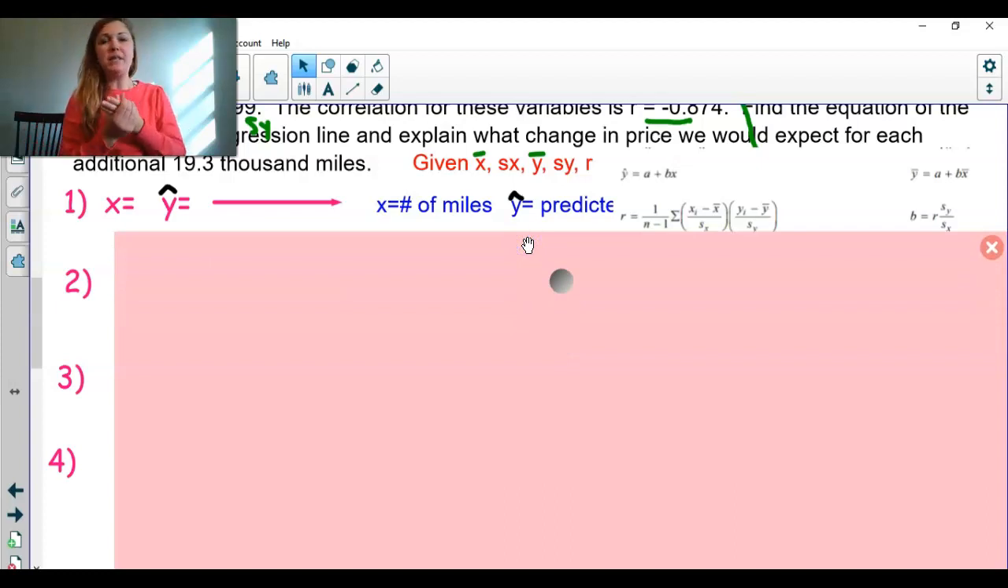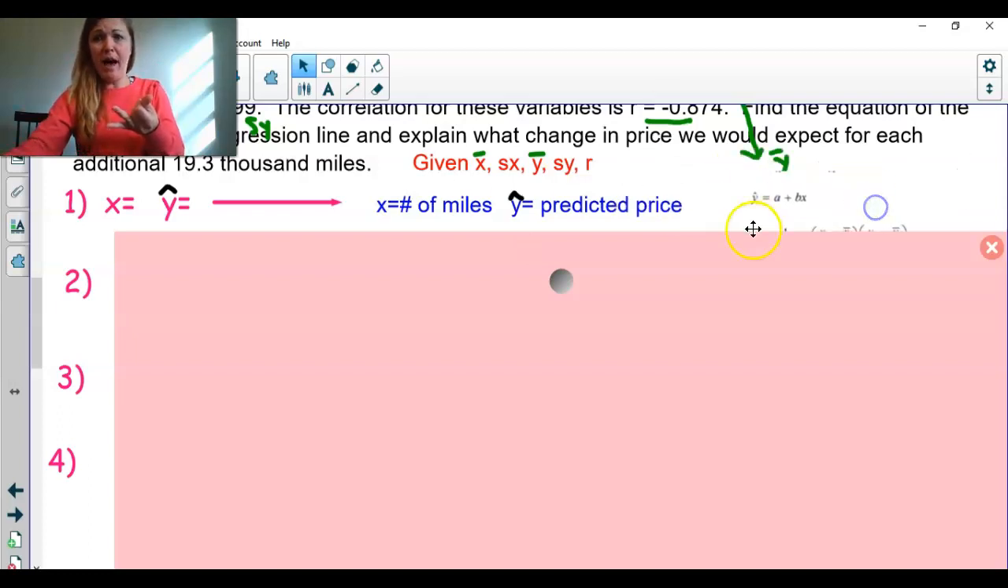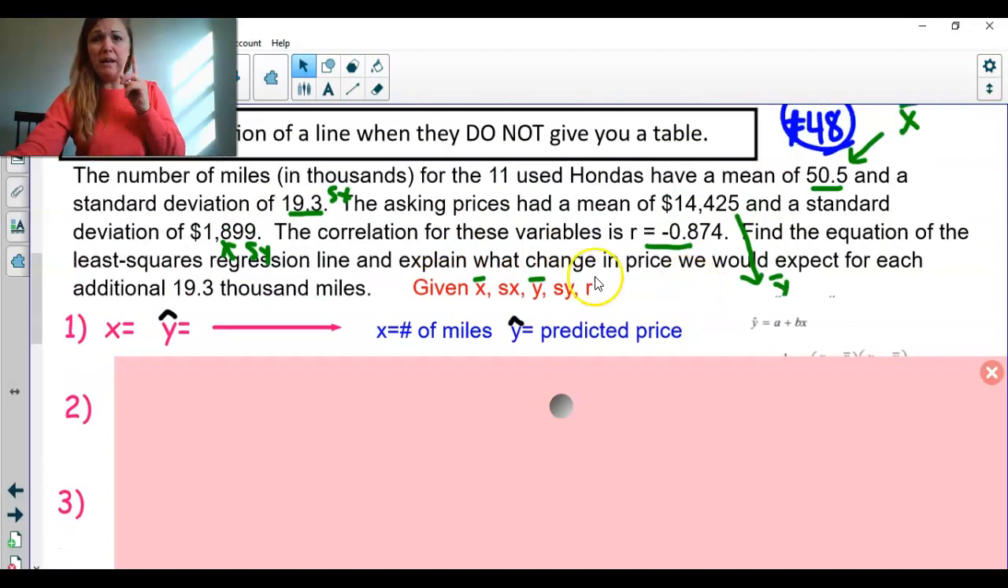Okay, so what have we done? Just to recap, we figured out what the explanatory variable is, what the response is. And then from there, we highlighted the mean of X, standard deviation of X, which would be your explanatory variable, mean of Y right here, which is your price, standard deviation of Y, and then your correlation coefficient. So we identified everything that was given to us.